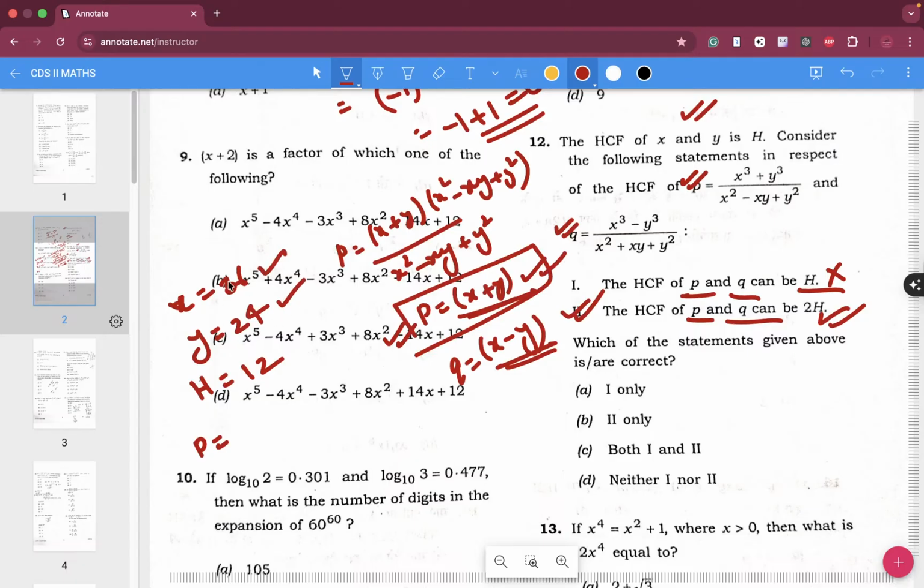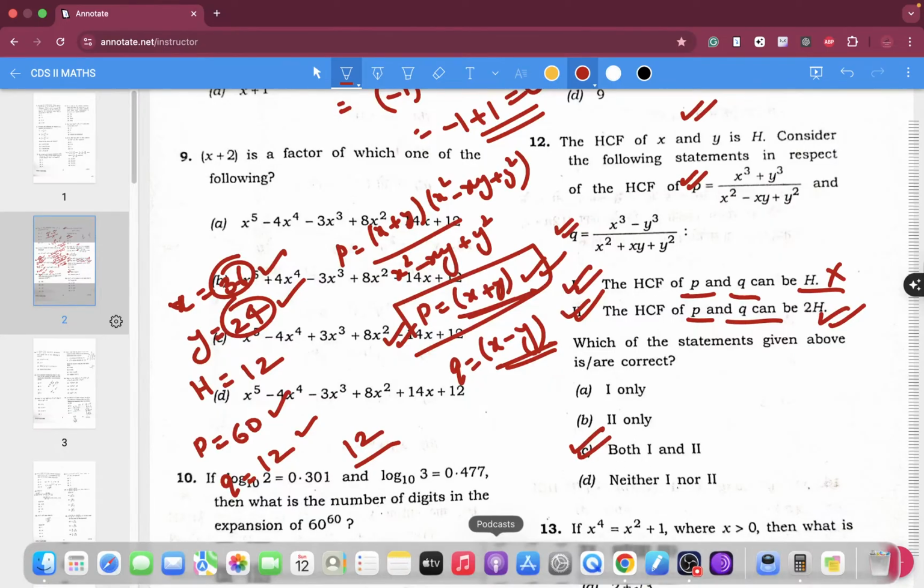3 plus 2 is 5, so this is 60, and the Q value is x minus y. So x minus y is how much? 12. So the HCF of these two values is how much? 12. So this one is also possible, folks. So we'll go ahead with question number 12, B as the answer.